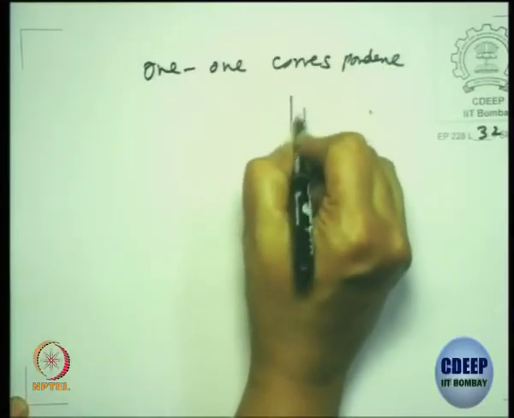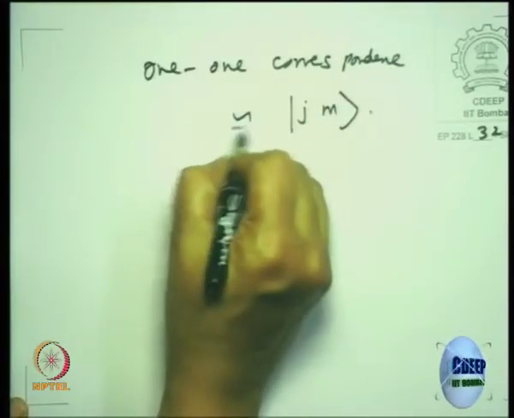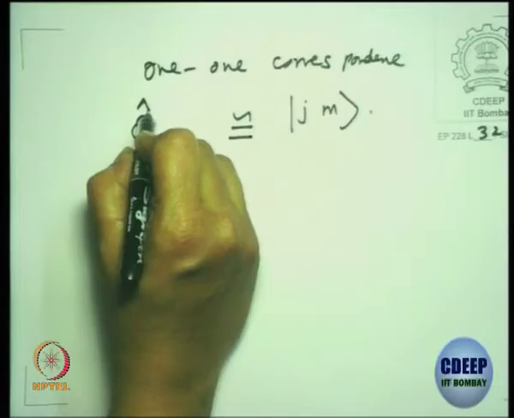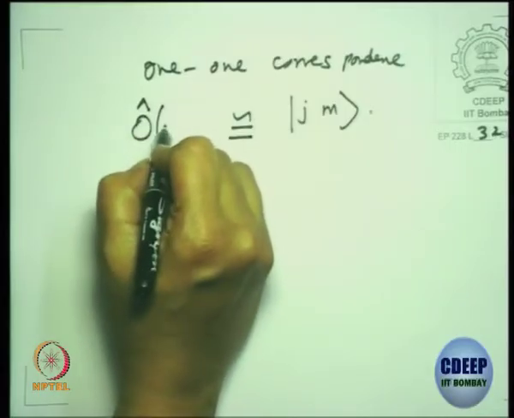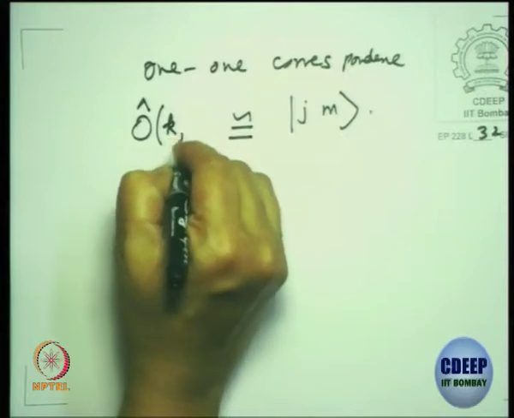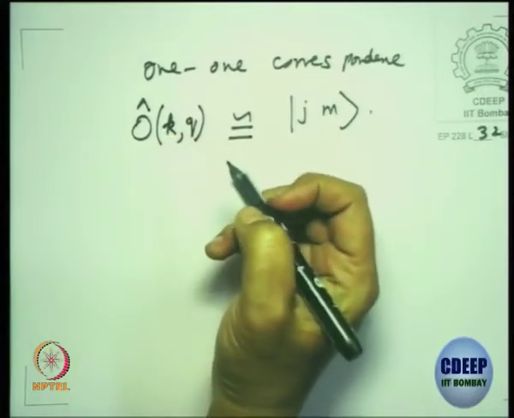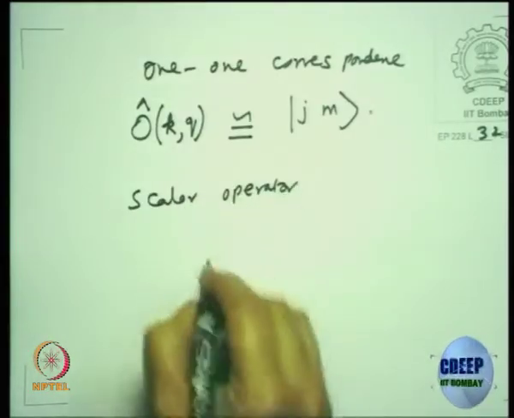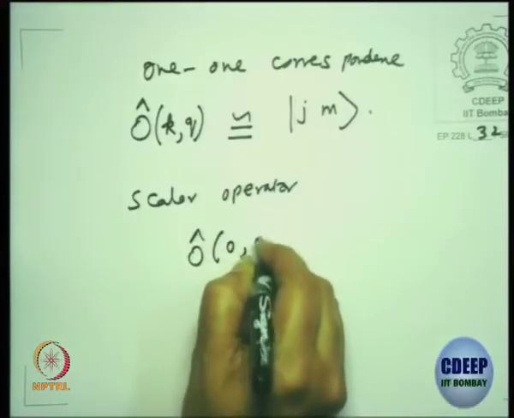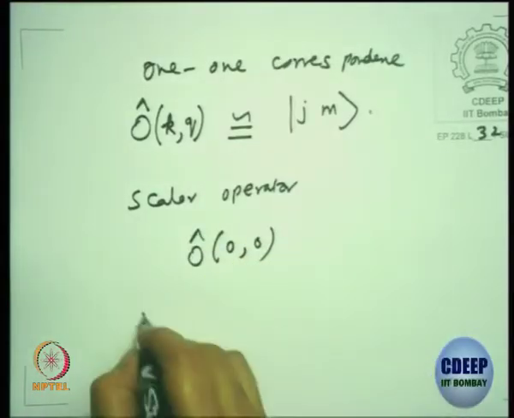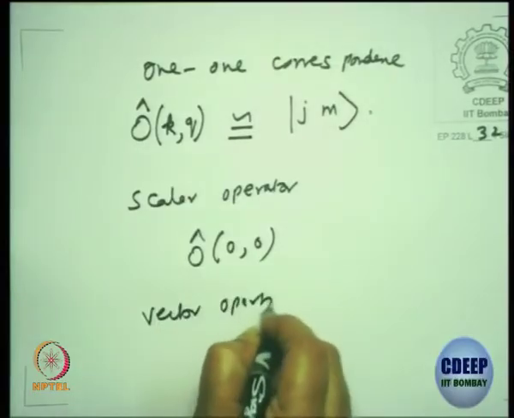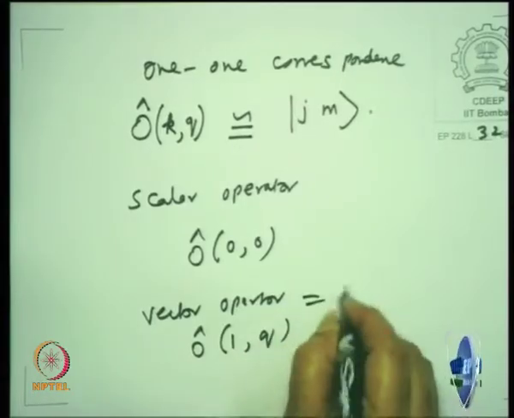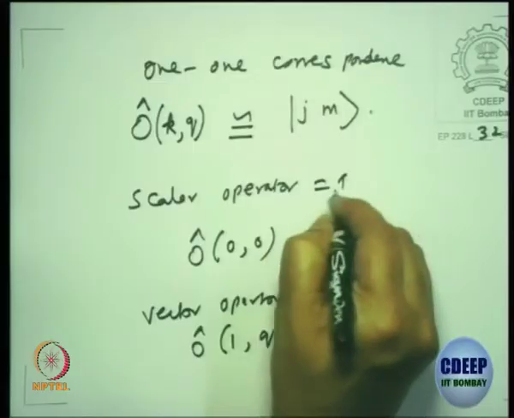that you have a state Jm. There is an equivalent way in which you can describe the operators with one index, which I will call k, and the other index which I will call q. So a scalar operator is 0, 0. A vector operator is 1, q, which has 3 components. The scalar has 1 component.